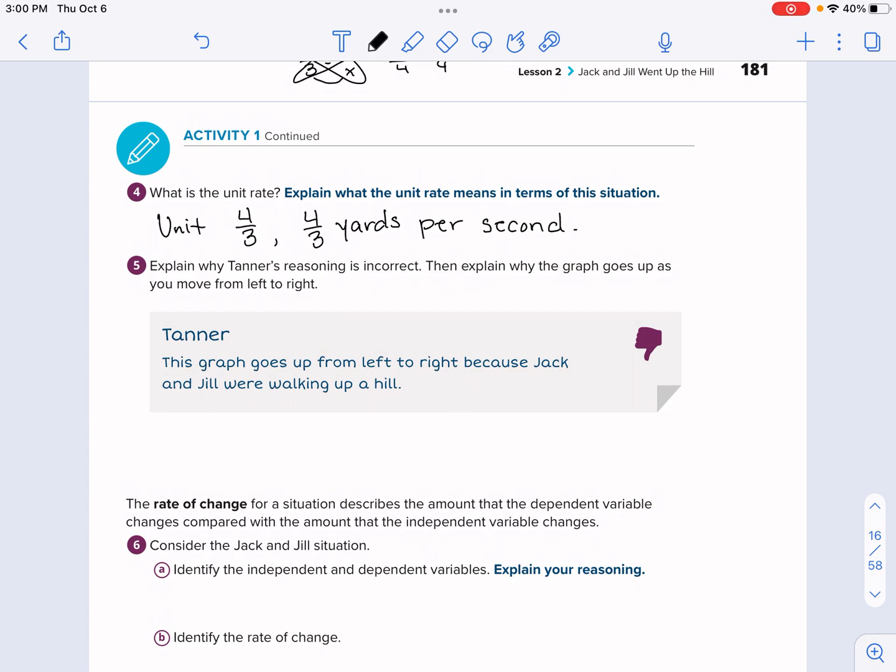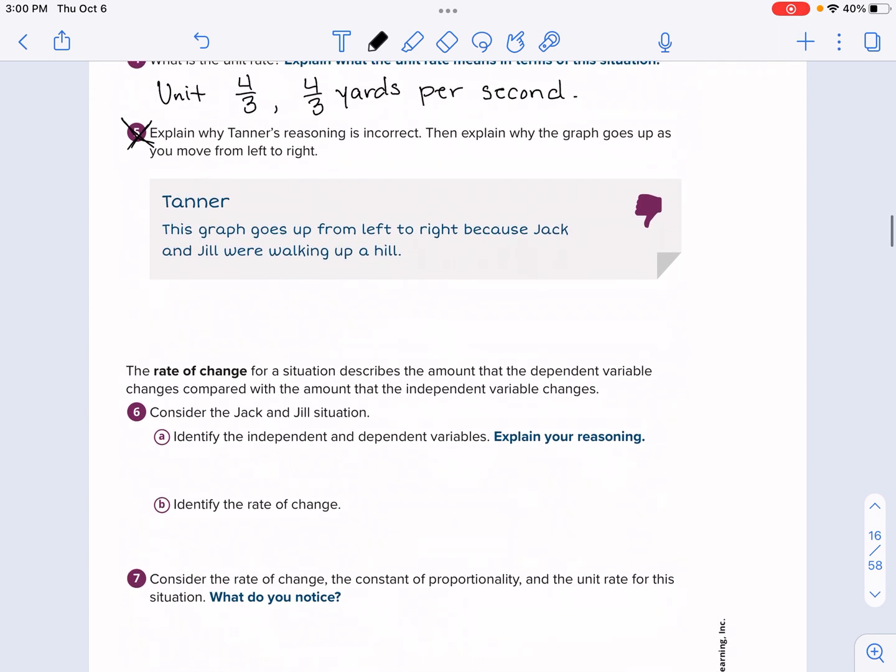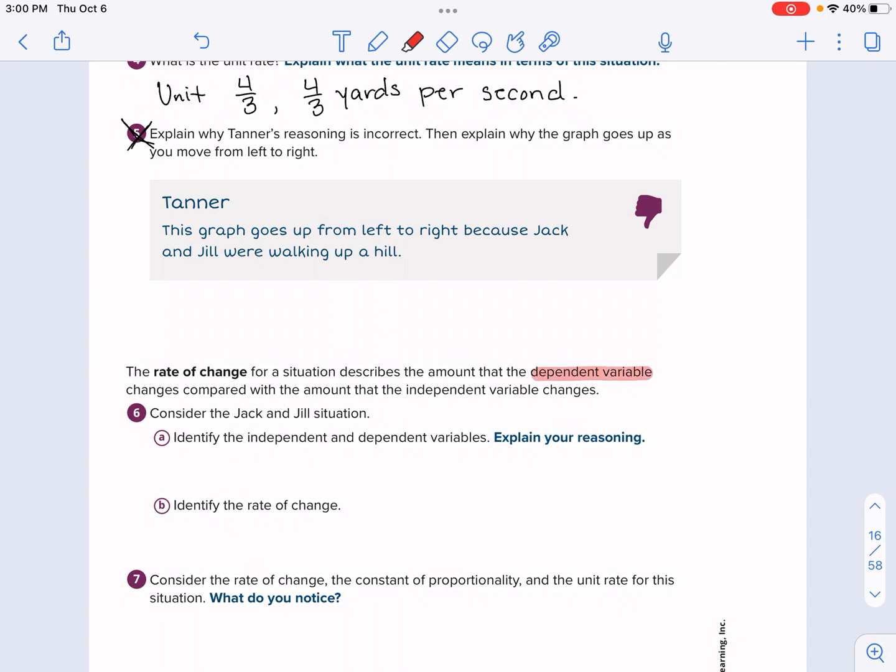All right, we're gonna skip number 5. But a key thing here, right before number 6, we have a key vocabulary term, the rate of change. Rate of change, you learn about it in pre-algebra, but you'll learn more about this continuing in Algebra 1, so at 9th grade level math. It says the rate of change for a situation describes the amount that the dependent variable, underline that, changes compared to the amount that the independent variable changes. So let's actually write that.